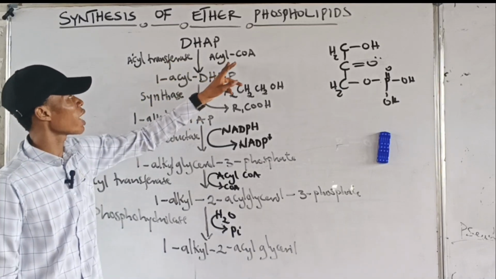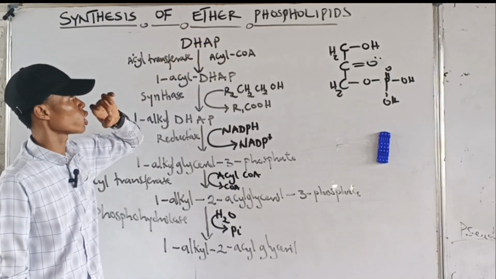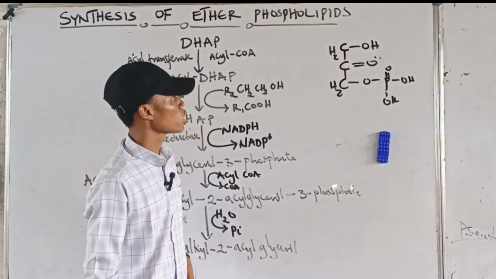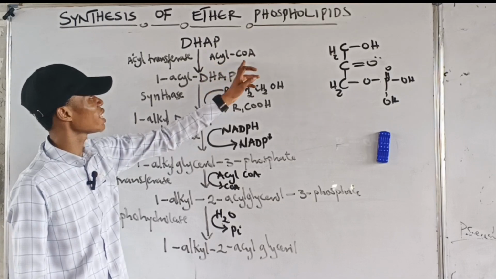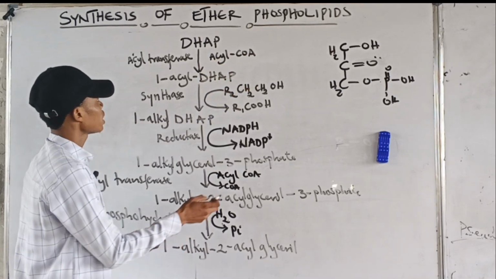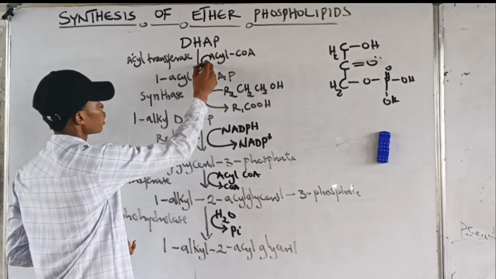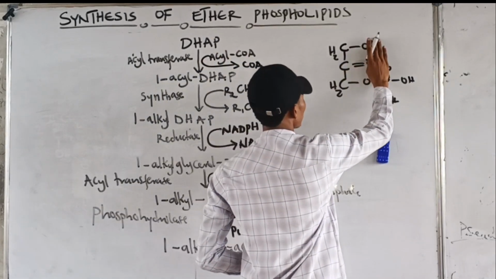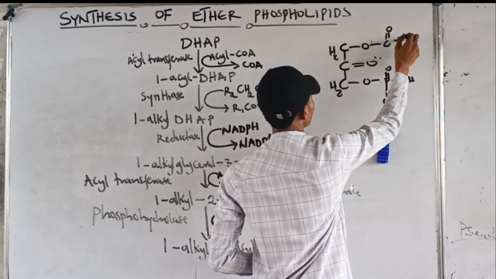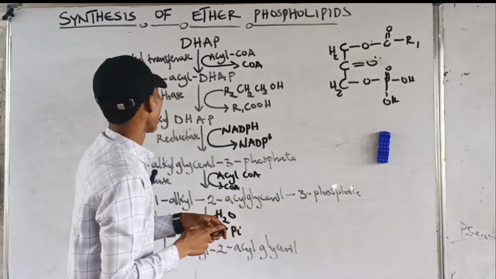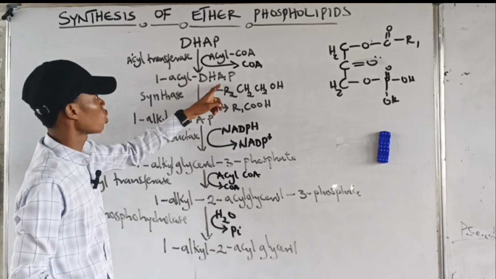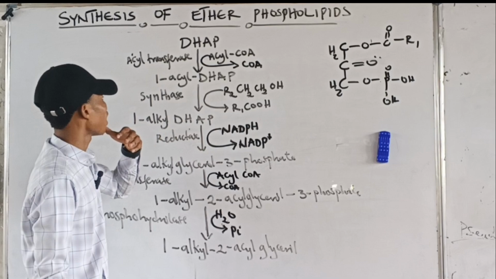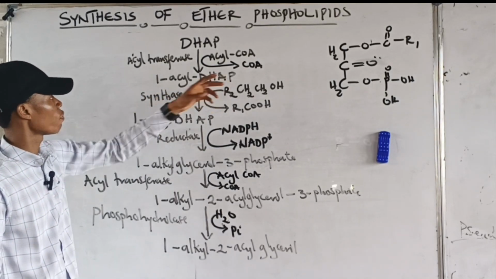Now, the first step is you attach a fatty acid to the dihydroxyacetone phosphate. You attach fatty acid to carbon 1, and the fatty acid you are attaching is the activated form. So we use acyl-CoA, fatty acyl-CoA. And if fatty acyl-CoA is coming in, you know that what will be leaving is CoA. We are attaching only the acyl group at position 1, and we'll have our 1-acyl dihydroxyacetone phosphate. 1-acyl because we are attaching the fatty acid on position 1.